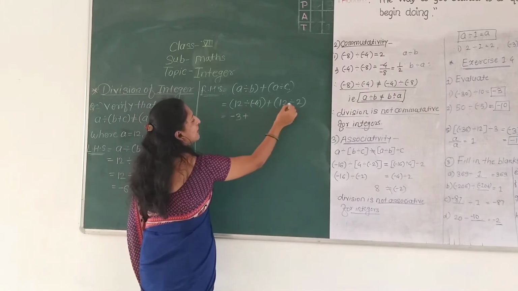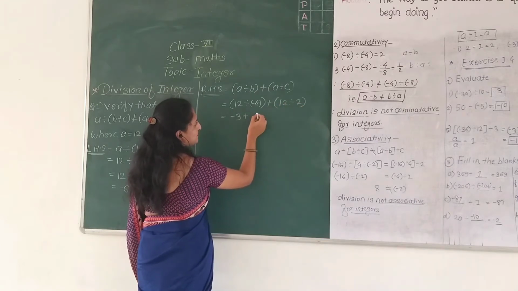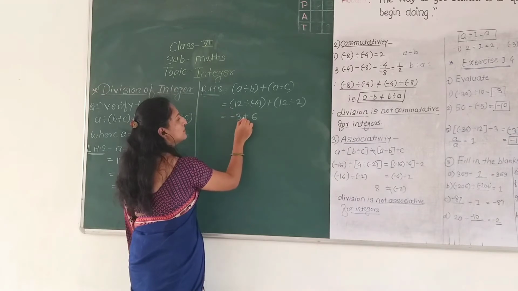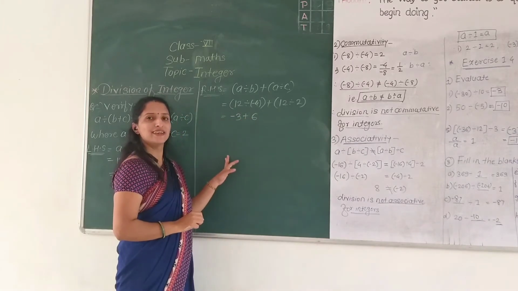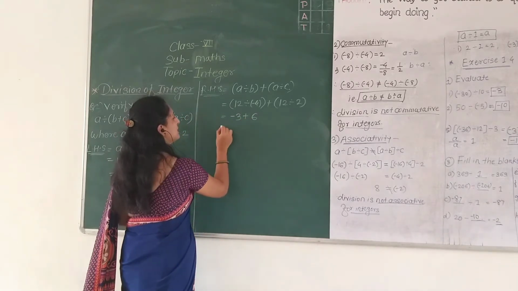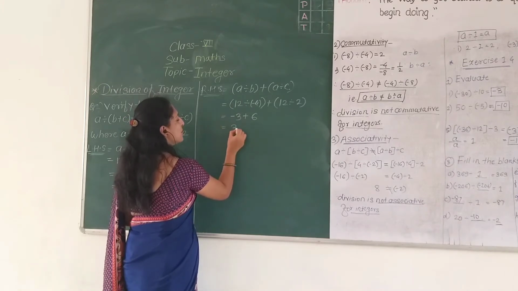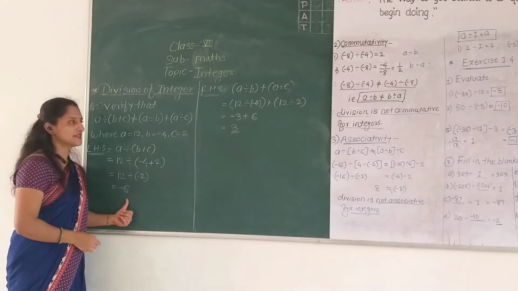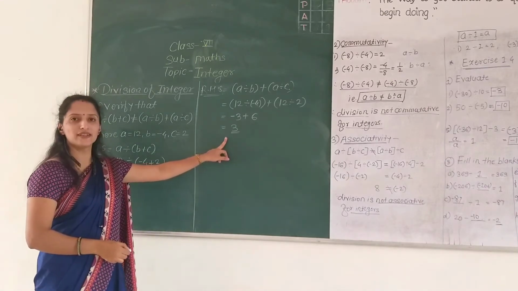Plus 12 divided by 2: 2 sixes are 12, so here 6. Now negative 3 plus 6. Tell me. Yes, negative 3 plus 6 is positive 3. So on the LHS we get the answer negative 6, and on the RHS we get the answer 3.